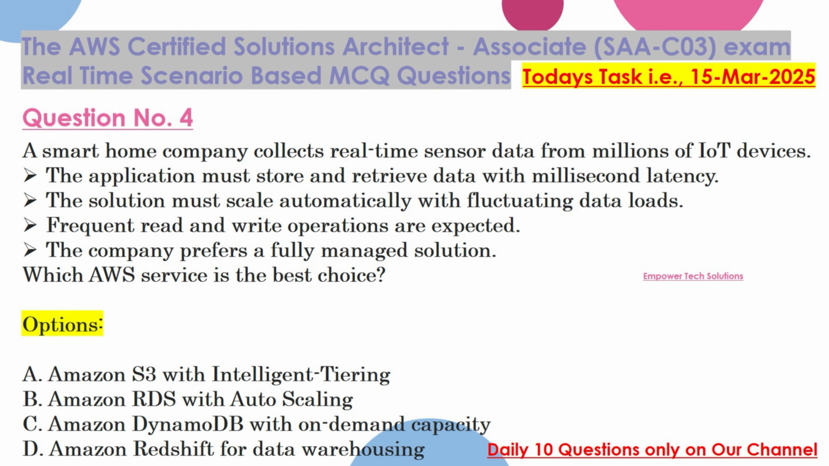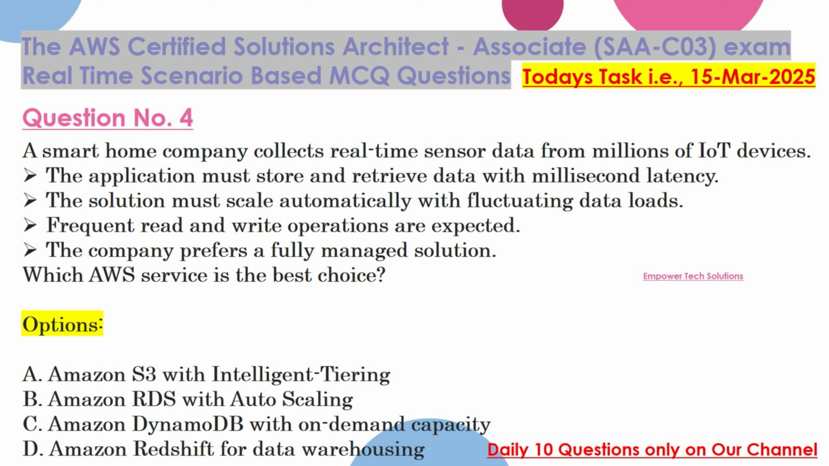Question 4. A smart home company collects real-time sensor data from millions of IoT devices. The application must store and retrieve data with millisecond latency. The solution must scale automatically with fluctuating data loads. Frequent read and write operations are expected. The company prefers a fully managed solution. Which AWS service is the best choice?